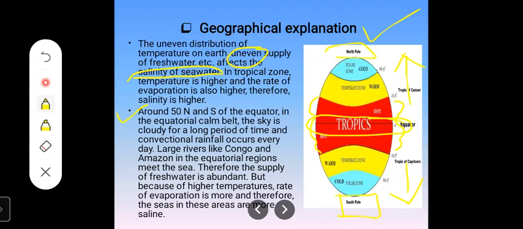Then large rivers like Congo and Amazon in the equatorial regions meet the sea. Means in the equatorial regions, there are large rivers like Congo and Amazon. These rivers meet the sea. Therefore, the supply of fresh water is abundant. Means here, they will be seeing the fresh water.